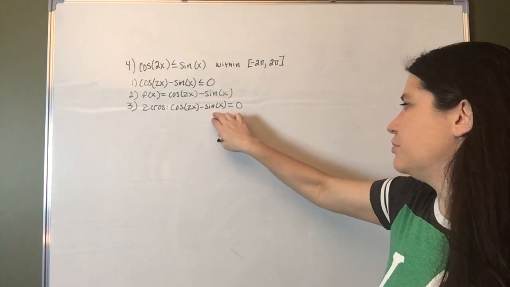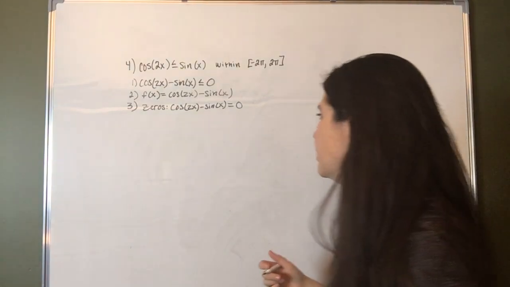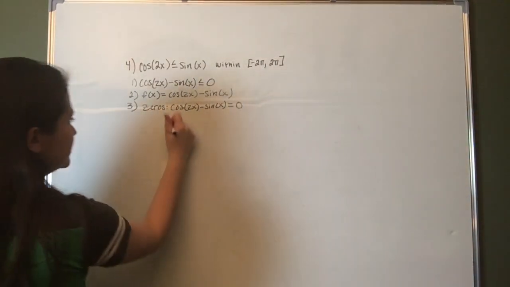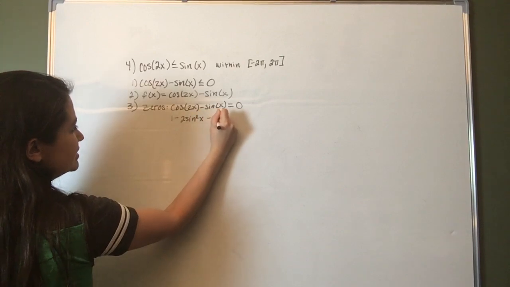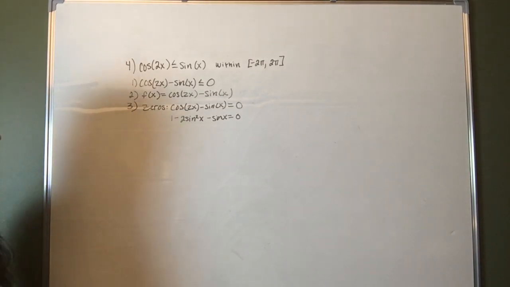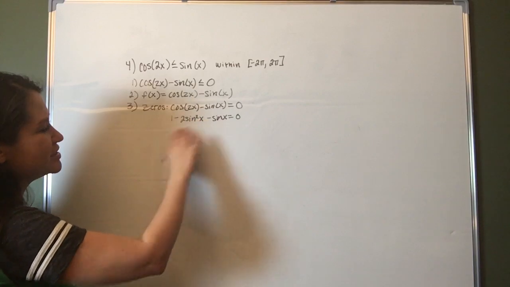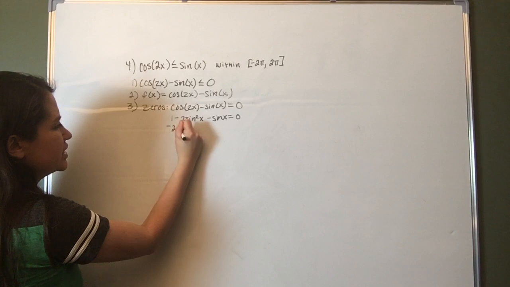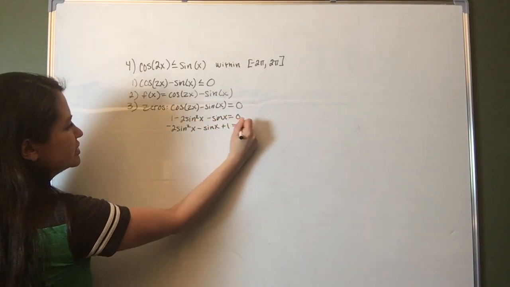We have a sine in the problem, so one of the double angle formulas has sine in it, right? We want to go with that one. Isn't it 1 minus 2 sine squared? So this becomes 1 minus 2 sine squared of x minus sine x is equal to 0. And then at this point we want to just maybe put it in descending order. So negative 2 sine squared minus sine plus 1 equals 0.